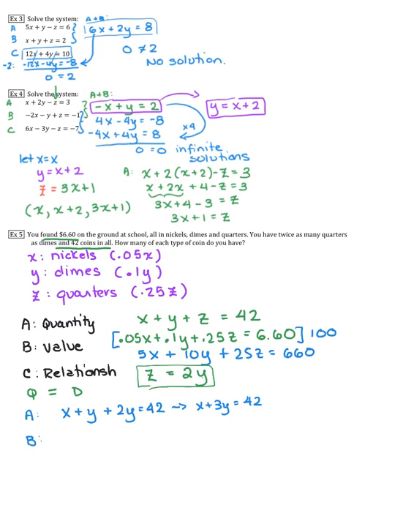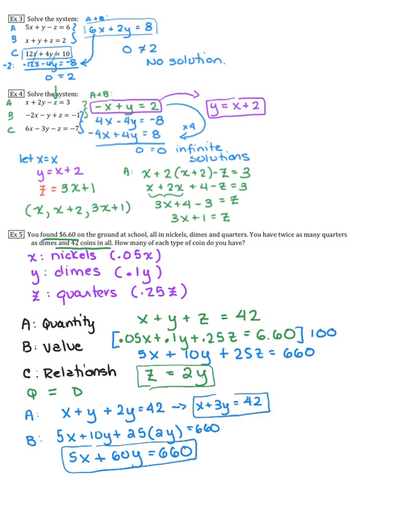And equation b is going to become 5x plus 10y plus 25 times 2y, because that's what z represents, equals 660. And if we simplify this out, that gives me 5x plus 50 plus 10 is 60y equals 660. So notice now I have 2 equations in 2 unknowns, and we want to think about, all right, how do I want to solve these? So let's see, we could eliminate x.